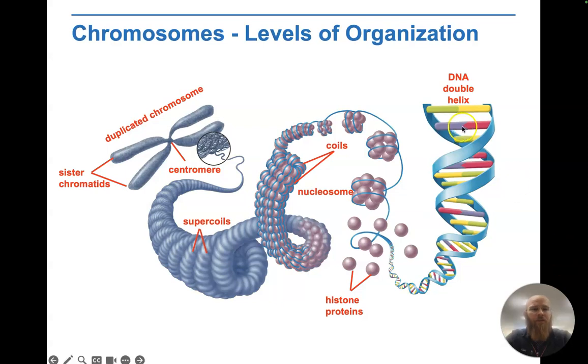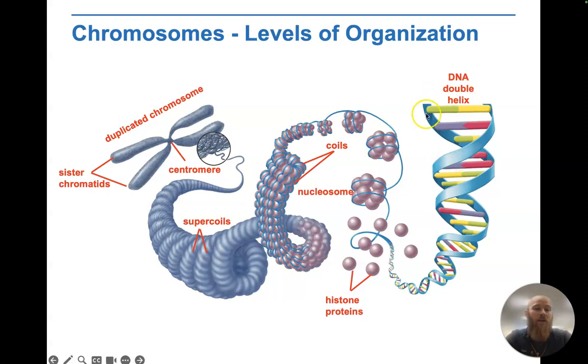So if you look here on the right side, you see a DNA, what we call a double helix. So this is just basically 2 strands, a left and right side, and it typically is going to look like a twisted ladder. So it's kind of like I had rungs of a ladder and then I twisted it to create a coil.